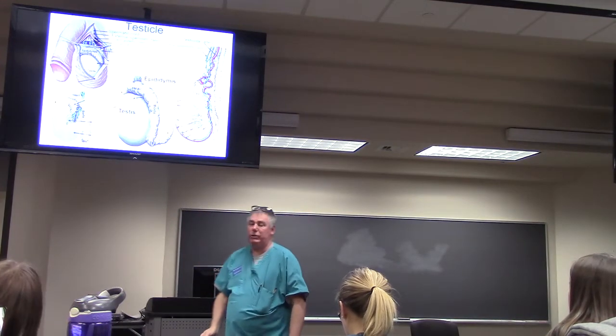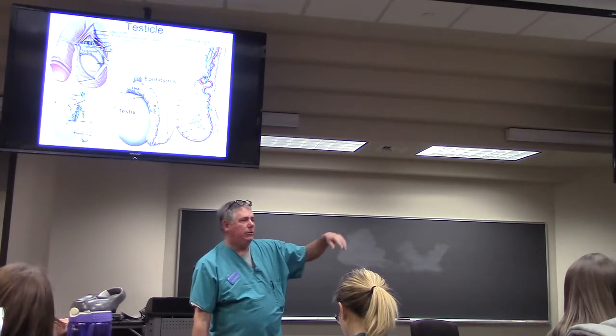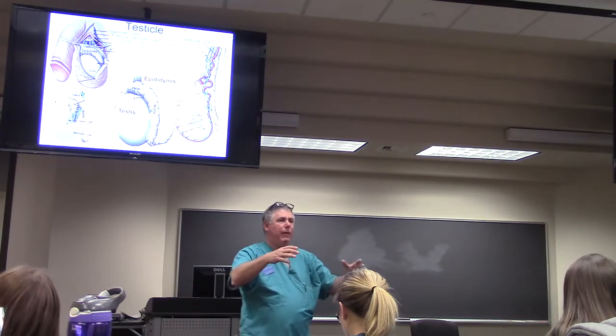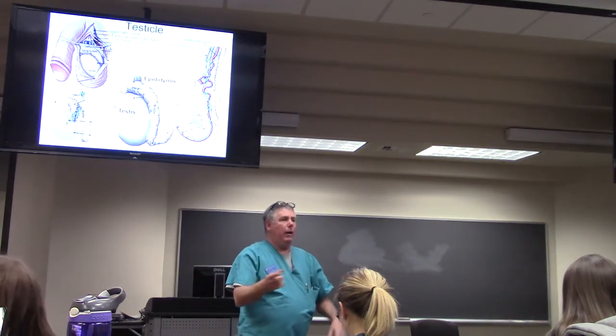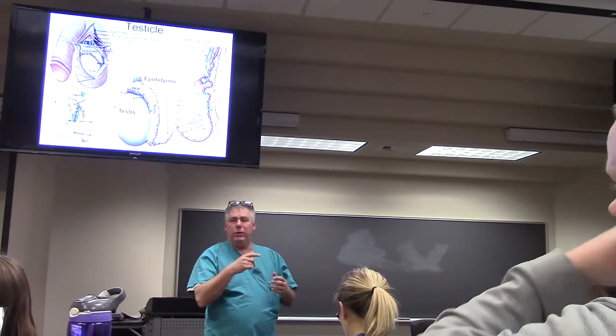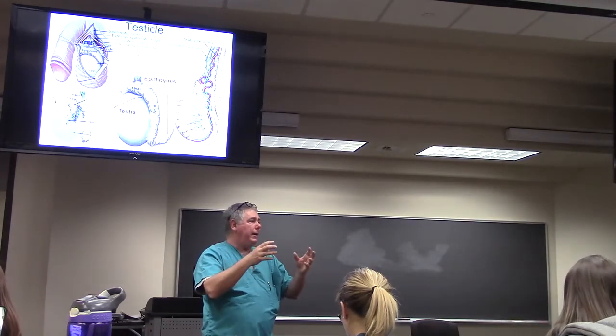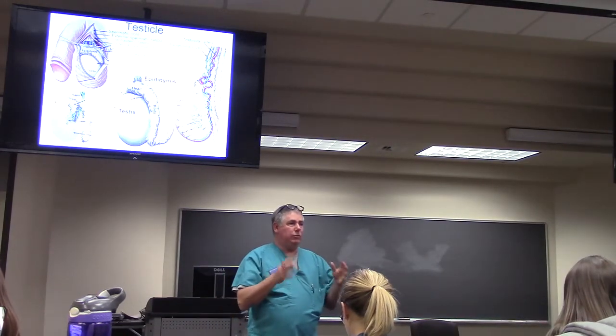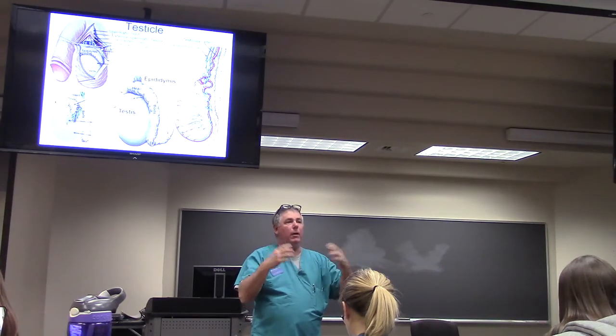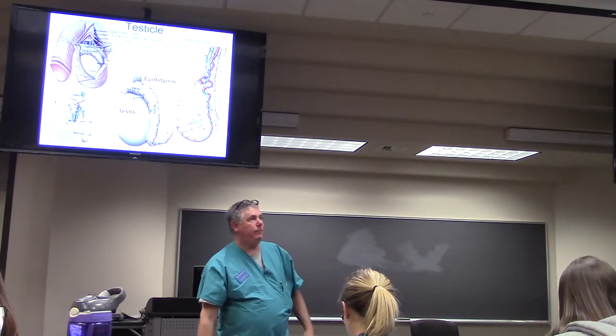The vas deferens, just before it joins the ejaculatory duct, it widens out. That's called the ampulla. It was on a slide from yesterday. Make sure you make note of that. It's a wide area of the vas deferens just before it joins the seminal vesicle as the ejaculatory duct.